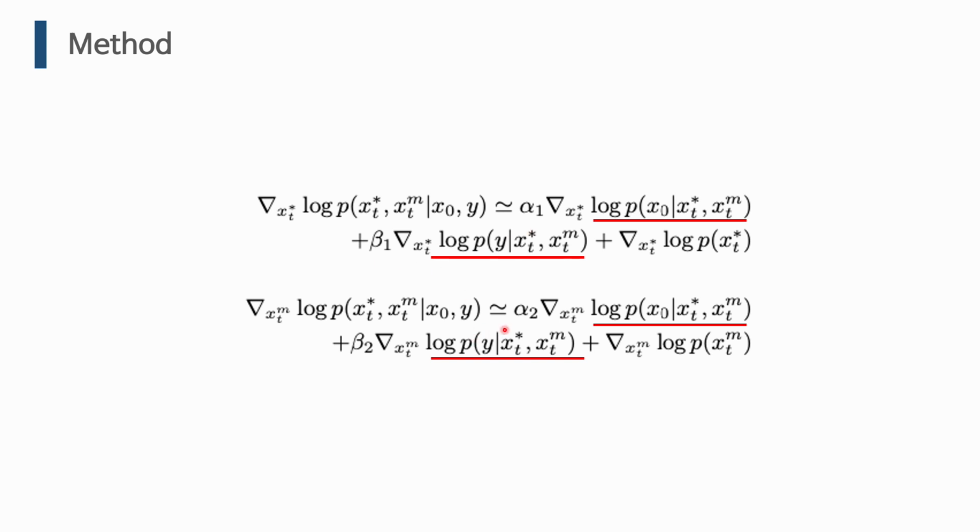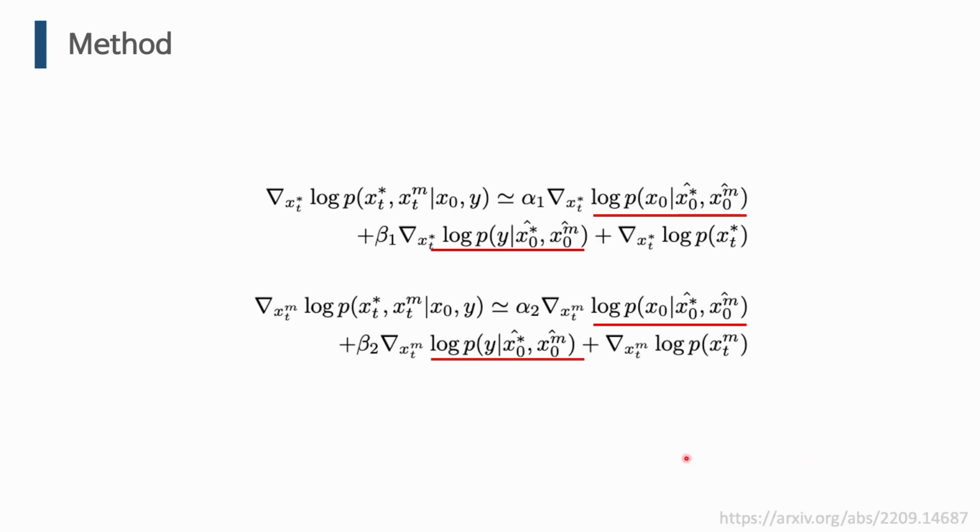Here, alpha1, beta1, alpha2, and beta2 are the hyperparameters for each guidance. But log P of X0 given XT* and XT^M, and log P of Y given XT* and XT^M are intractable. So we use diffusion posterior sampling to approximate the guidance term. According to diffusion posterior sampling, we can substitute XT* and XT^M with the posterior means X0* hat and X0^M hat, which approximate X0* and X0^M.